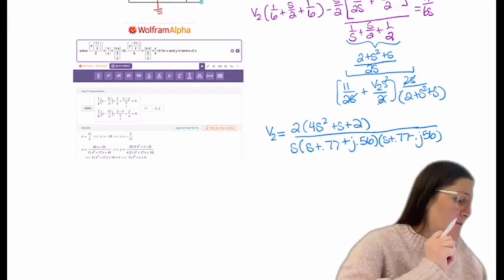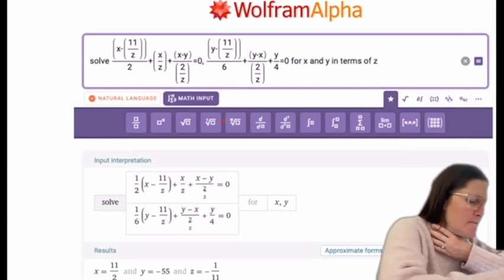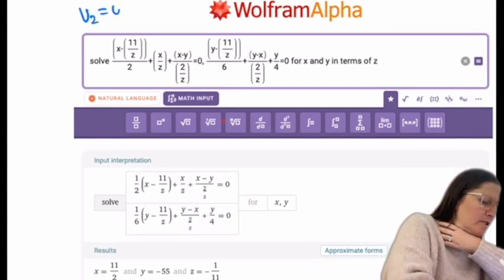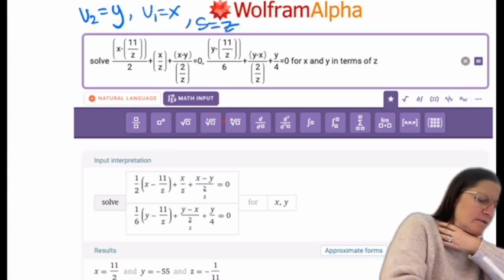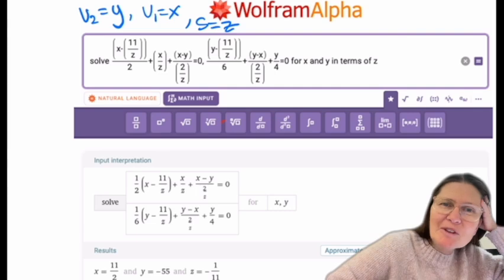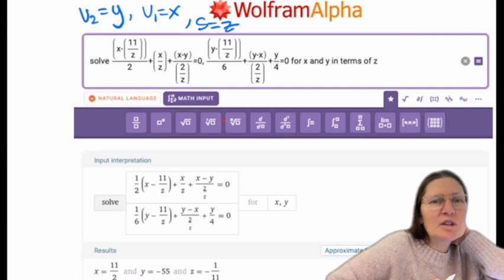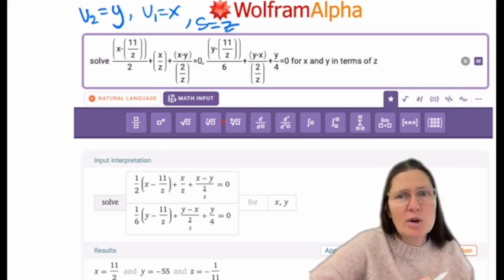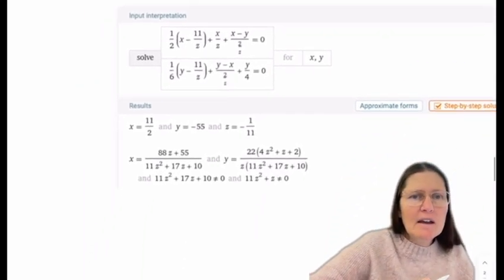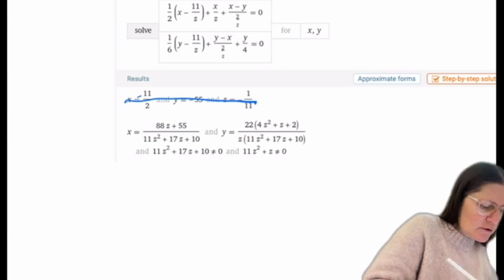So one other way to do this is with Wolfram. With Wolfram, I used V2 as Y, V1 as X, and then I plugged in S as Z, just because it doesn't like some of those variables. S looks like seconds. And so you can just put in a solve function, type in the two equations, and then solve for x and y in terms of z. I don't know why it came back with this, but it then gives you x and y.